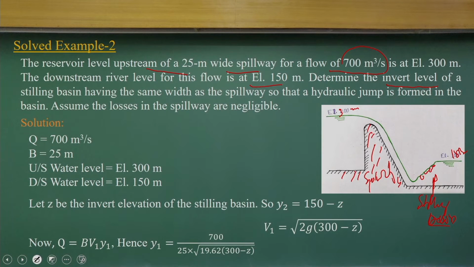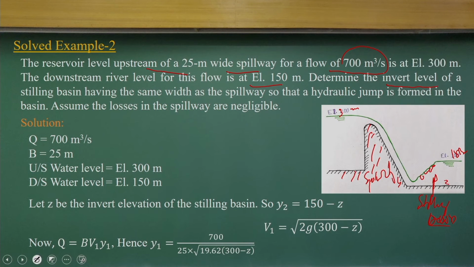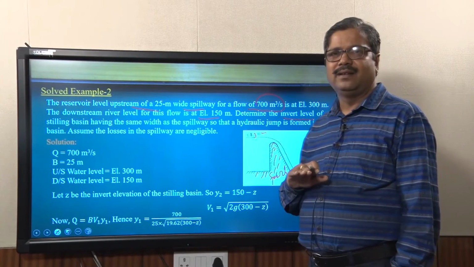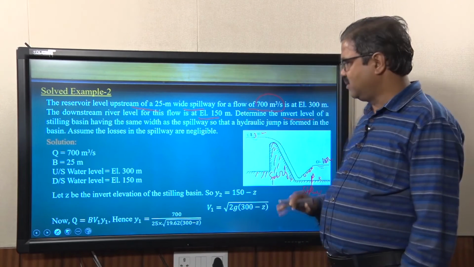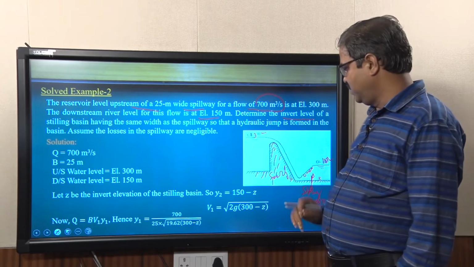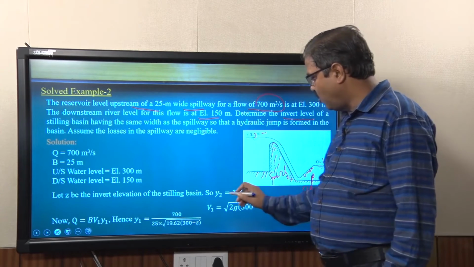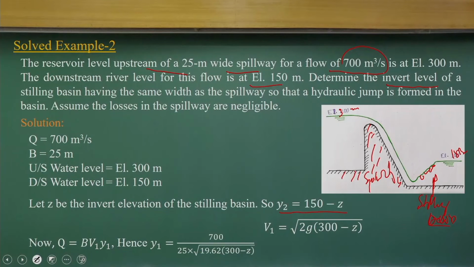If you look at this figure, the level at this location, the invert level Z of the stilling basin bed, is unknown to us. So, 150 meters minus Z is Y2. Then you can compute B1 because you know the discharge. So, you can compute the B1 value.